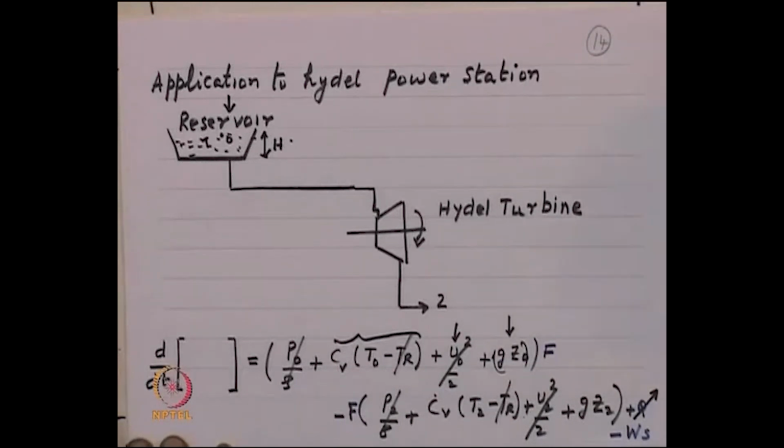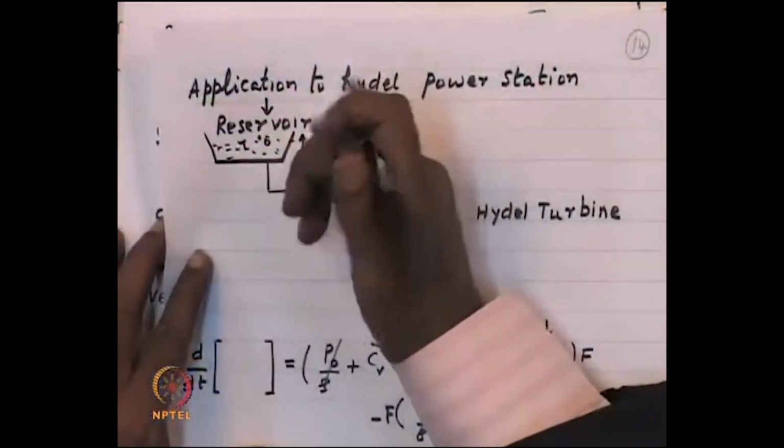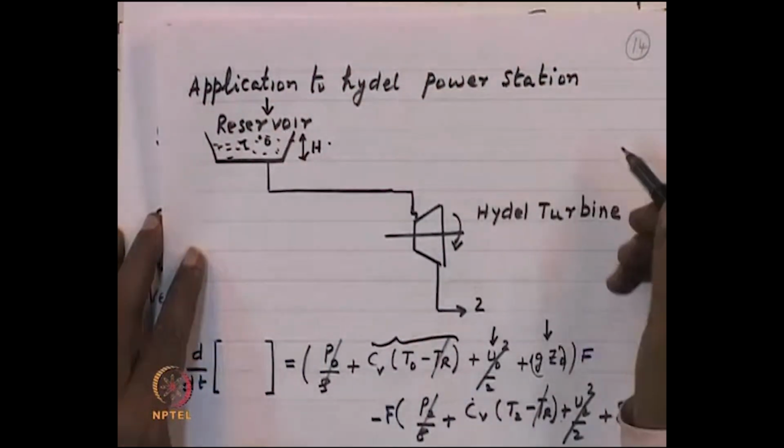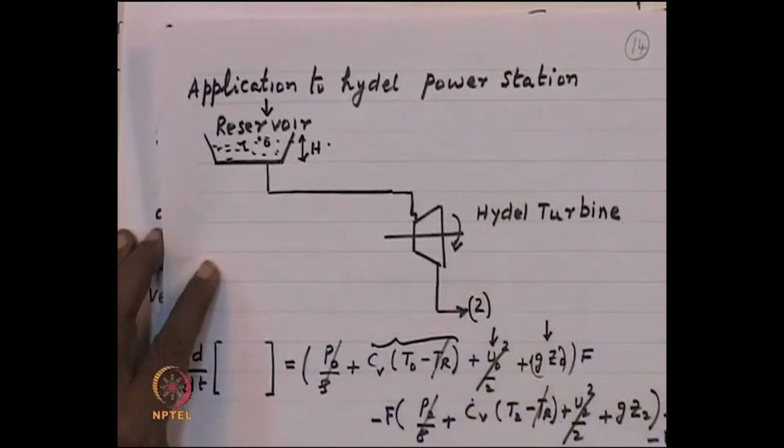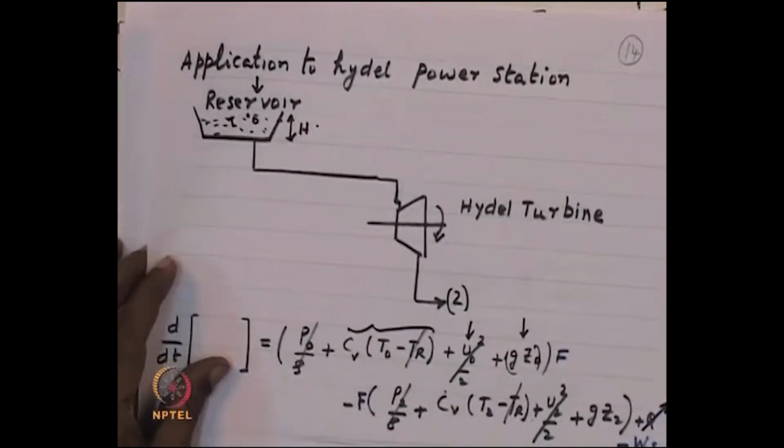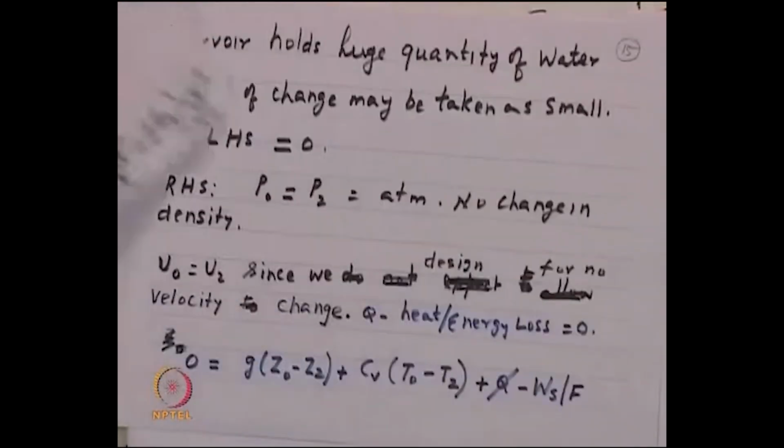Now, when you look carefully at this hydel reservoir, what is the pressure at this point? It is atmospheric pressure. Similarly, at point 2, which is emerging into the atmosphere, the pressures at position 0 and position 2 are both atmospheric. So, what have I done here?